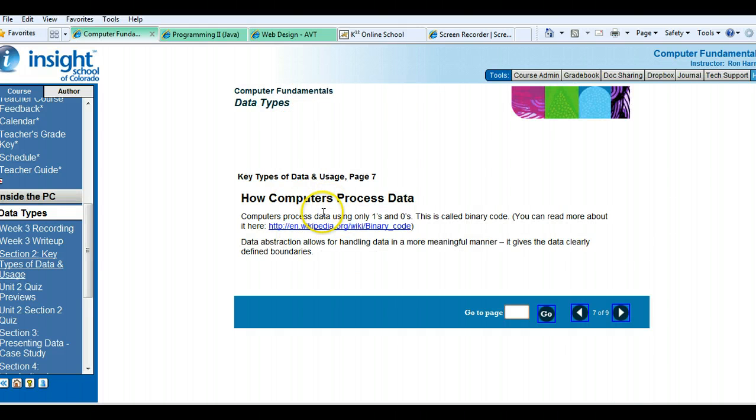How do computers process information? They process it in ones and zeros. That's called binary code. So every character is a combination of 8 ones and zeros, like 1 1 1 0 0 0 0 0 1 0 1 0 1 0 1 0 1 0. Those can all end up being characters. You can read more about this. Go to this link for binary code and learn a little bit about that.